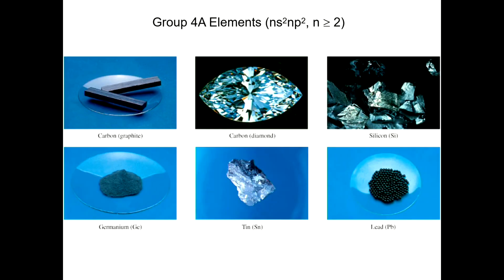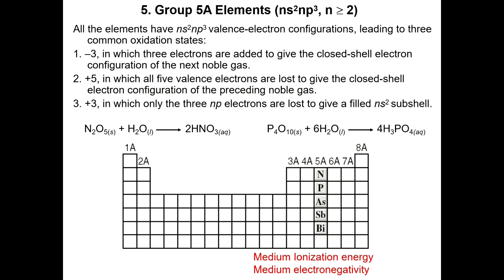Okay, so these photos show how they stay in the environment. So we know carbon, right? Carbon can have 2 forms. One is graphite, and the other is diamond. Okay, this is about group 4A.